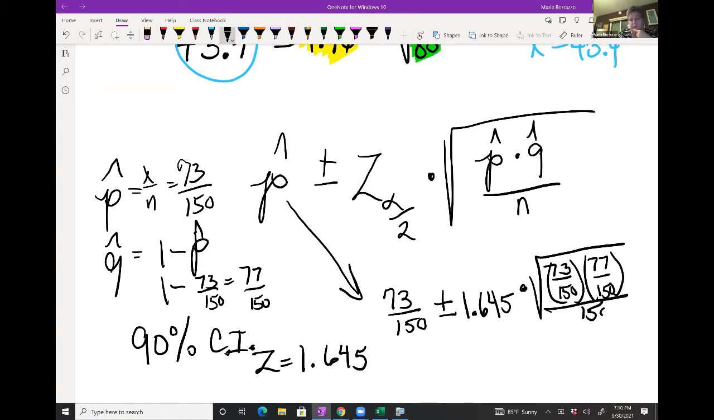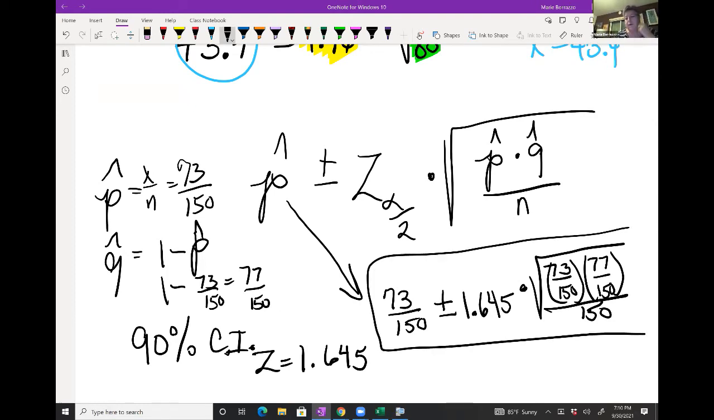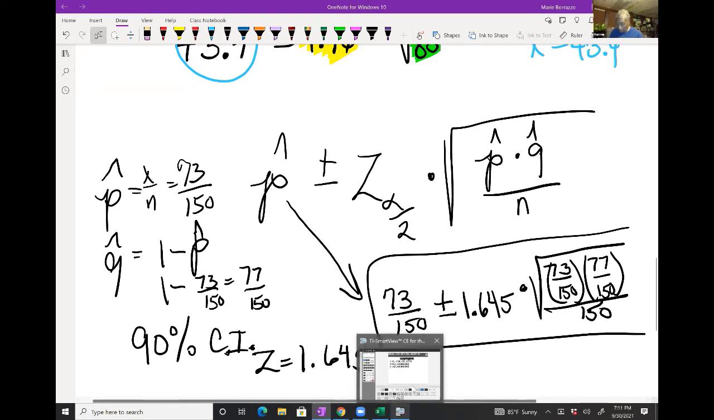It's a little repetitious, isn't it? So use your Alex calculator for those of you that don't have the TI-83/84 calculator. Those of you that do have the TI-83/84 calculator, get ready. Write that down, take a picture, do what you need. I'll give you a minute. 73 divided by 150, enter. Plus 1.645.